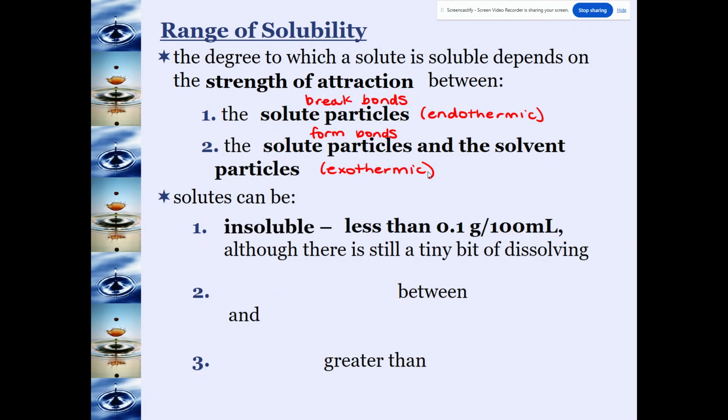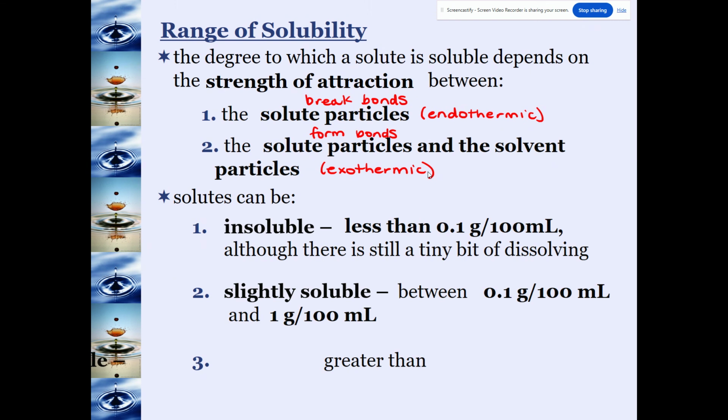Now, when something is insoluble, there still will be a tiny bit of it dissolving, but it's defined as being less than 0.1 grams per 100 mL. If between 0.1 and 1 gram in 100 mL dissolves, it is slightly soluble. And to be considered fully soluble, it has to be more than 1 gram in 100 milliliters dissolving.